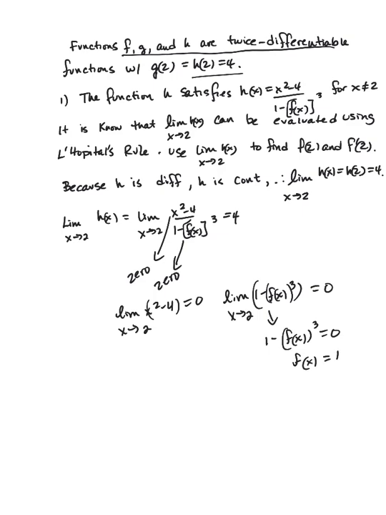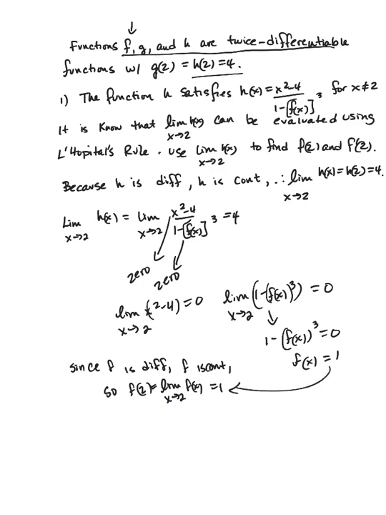Okay? Now, in the stem of the problem, they say that f is twice differentiable. So now you would have to say, okay, since f is differentiable, f is continuous, so f of 2, right, would have to equal the limit of f of x as x approaches 2, which we already know is 1.